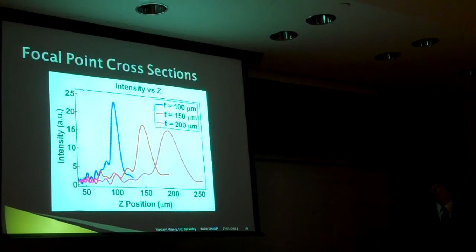And this is the plot in the Z direction, the vertical direction in the field profile. You can see here that the 100 micron lens focuses at 100, the 150 focuses at 150, and the 200 focuses at 200. So the simulation results confirm that my design algorithm works, and the light focuses well in both the X and the Z directions.